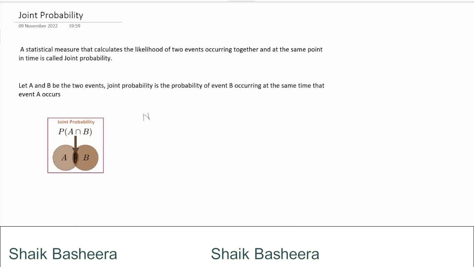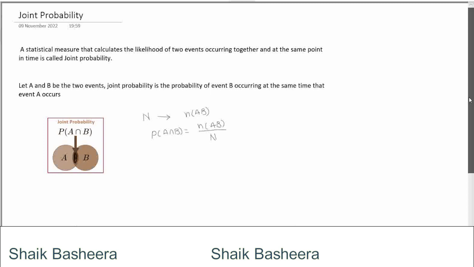Let's consider the experiment is performed n number of times. Out of these n times, our required events A and B together occur n of AB number of times. Then the joint probability is formulated as P of A intersection B is equal to n of AB by n. So this is defined as the joint probability.